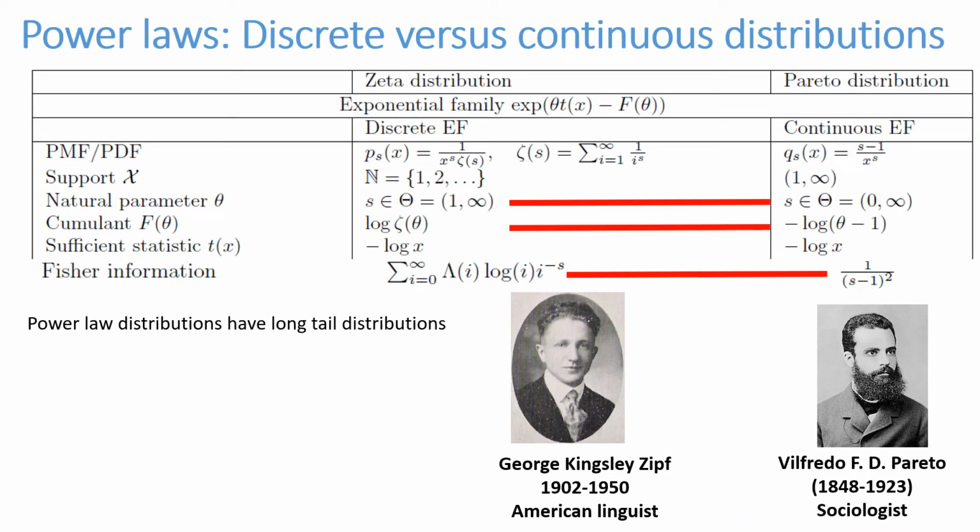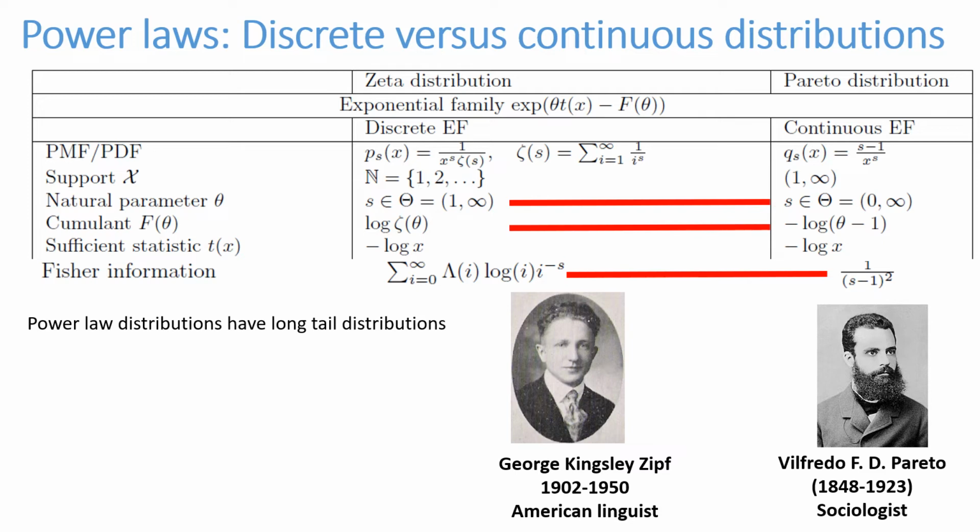In this synthetic table, I compare the discrete versus the continuous power laws. That is, the zeta distribution in this column versus the Pareto distribution in the right column. Observe that the sufficient statistic is the same, but the range of the natural parameter is different. Also, the cumulant function of the Pareto has a simple expression, minus the logarithm of its natural parameter minus 1, but the cumulant function of the zeta distribution is expressed using the Riemann zeta function.